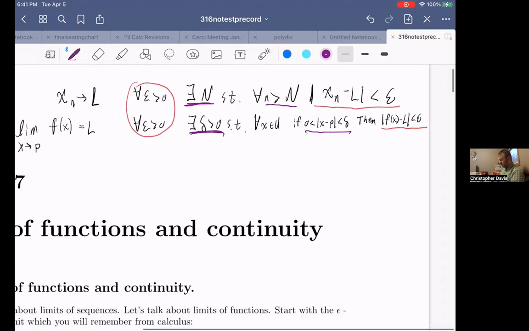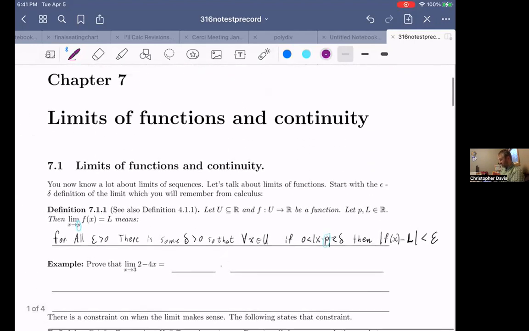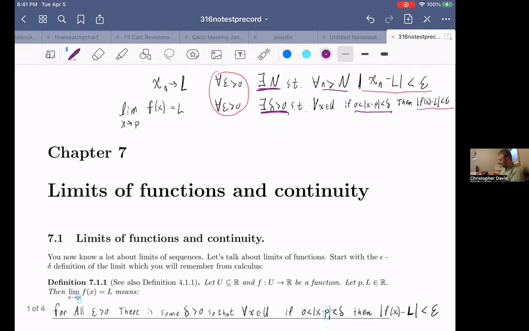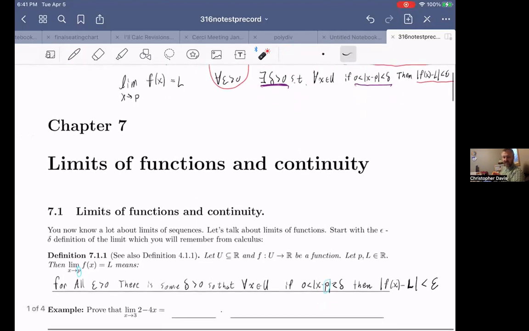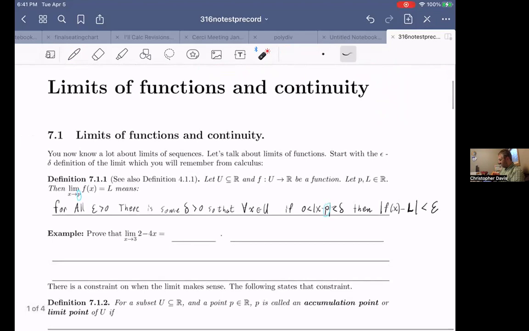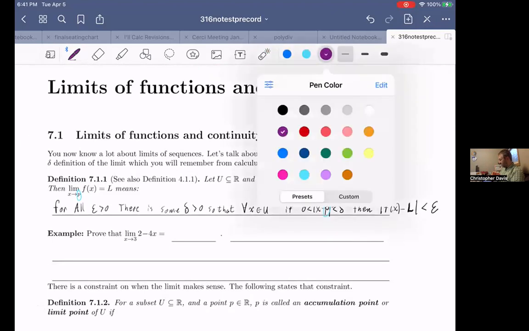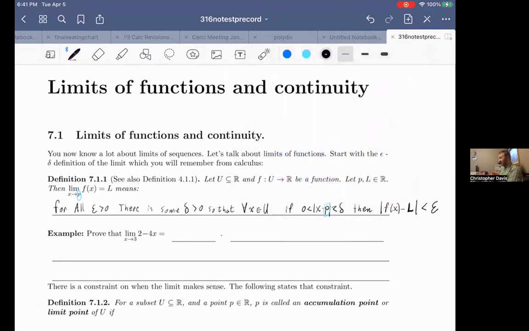So these really are very similar definitions. They're capturing something really similar. The only difference is for a sequence, I think about the parameter big N, little n getting big. For a function, I think about the input x getting close to p instead. Cool. All right, so that means that a lot of proofs are going to look really similar to proofs you already know how to do.